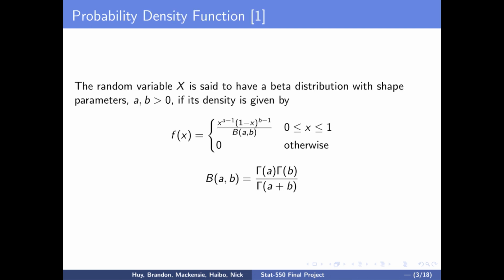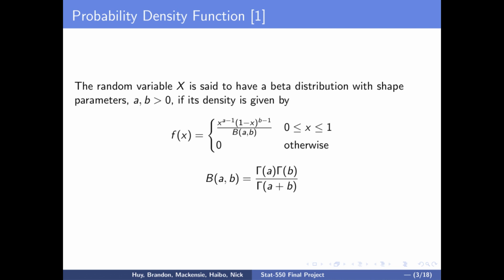The probability density function for the beta distribution is as shown below. The random variable x is said to have a beta distribution with shape parameters a and b, which are greater than 0 if its density is given by f(x) equals x to the power of a minus 1, multiplied by 1 minus x to the power of b minus 1, all over the beta function of a and b, while the value of x is between 0 and 1. Otherwise, the value of f(x) is equal to 0.